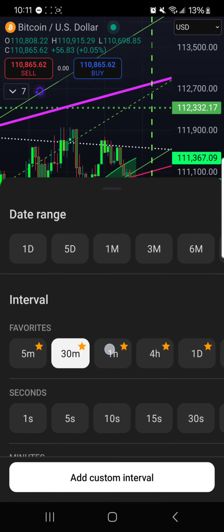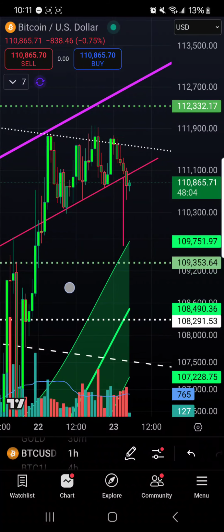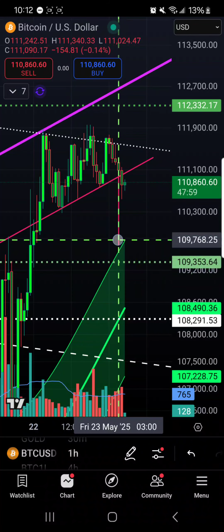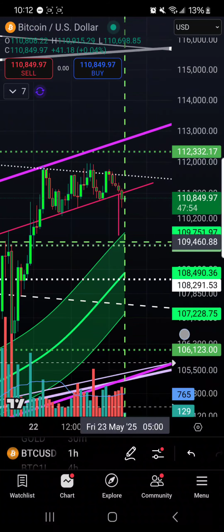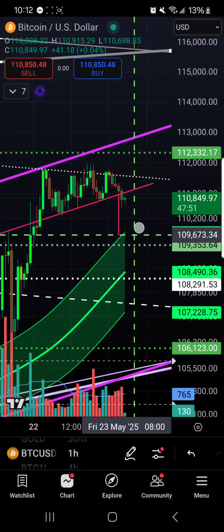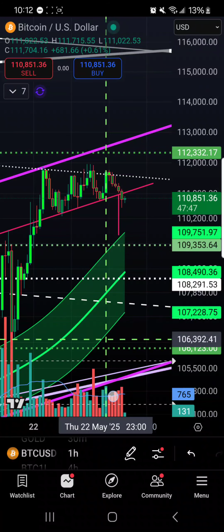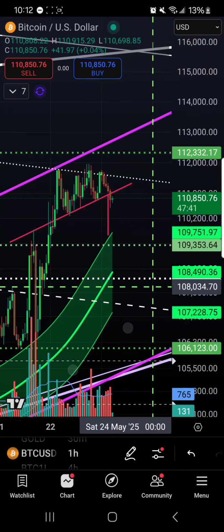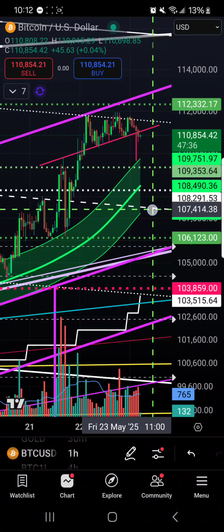Now we're going to go to the hourly. That would take us about to the top of the hourly Gaussian channel. And once we dip into that, probably go down to the bottom of it at around 107 and some change. Maybe that's all we do.